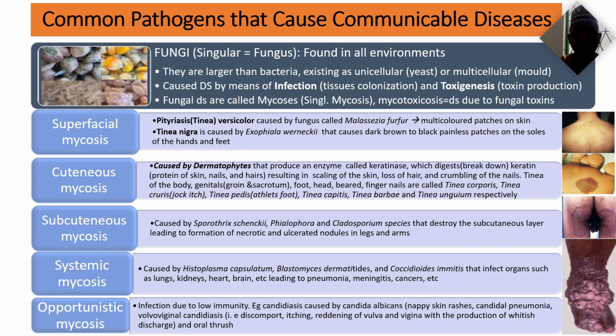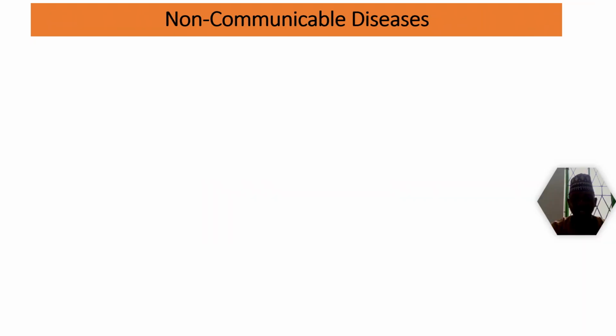An example of this is candidiasis, which is commonly caused by Candida albicans, a yeast fungus that leads to the formation of nappy rashes, candidal pneumonia, vulvovaginal candidiasis, which is characterized by discomfort, itching, reddening of the vulva and vagina with the production of whitish discharge, oral thrush, and so many other opportunistic mycoses.